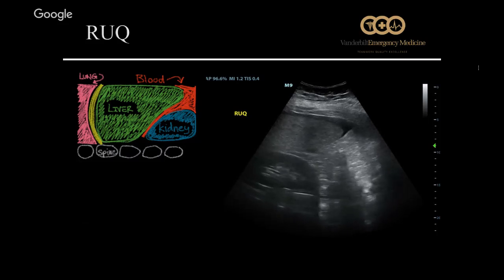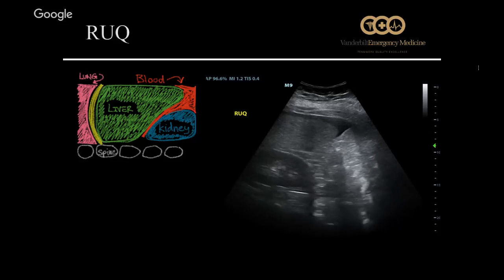Here's a great example. If you look at the bottom left of the screen, you see the kidney, and then we see the liver coming in from the left of the screen. If we had only evaluated Morrison's pouch, we would have missed all this free fluid out by the tip of the liver. And so we see that liver tip just floating in the blood out by the tip of the liver. Next slide.